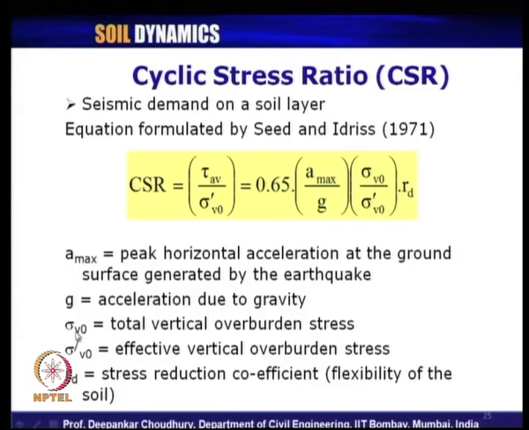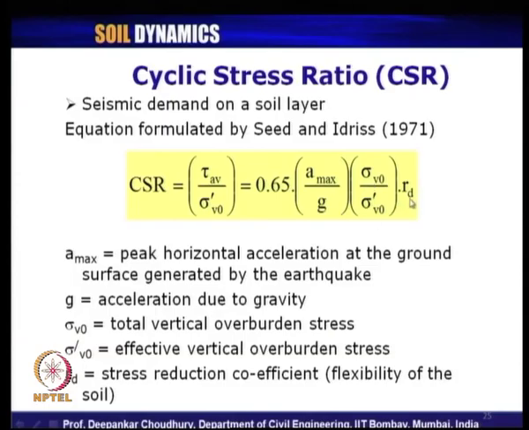The term sigma V naught is nothing but the total vertical overburden stress at a particular point where you are calculating the CSR, and eventually you are calculating the factor of safety against liquefaction at a particular depth. So, sigma V naught is the total vertical overburden stress, and sigma V naught dash is the effective vertical overburden stress at that particular point or depth. The units of sigma V naught and sigma V naught dash will be the same. So, this also gives us a non-dimensional parameter.